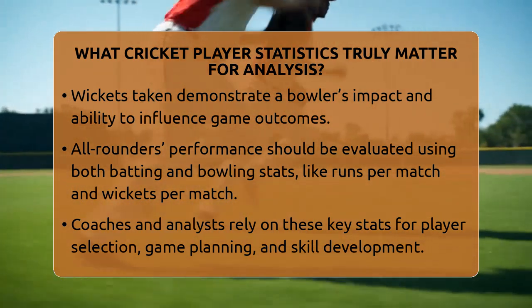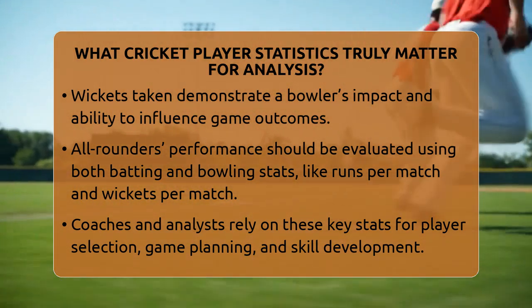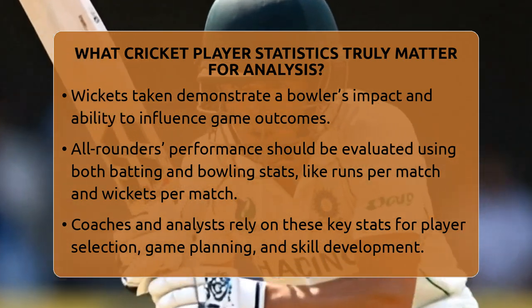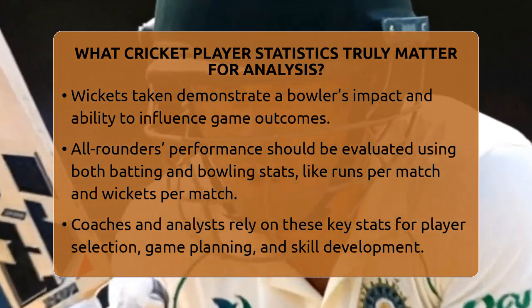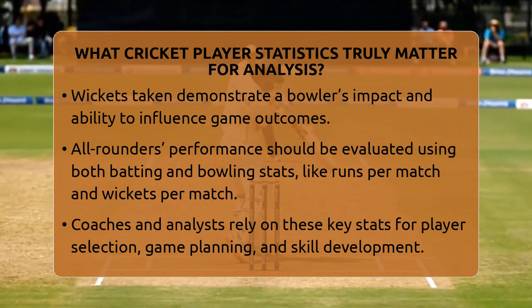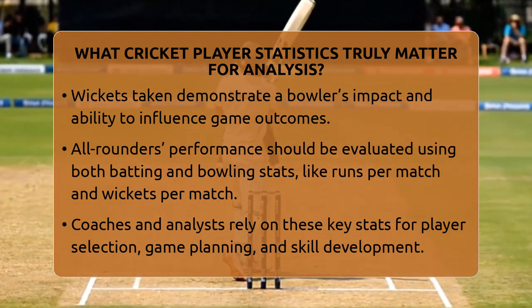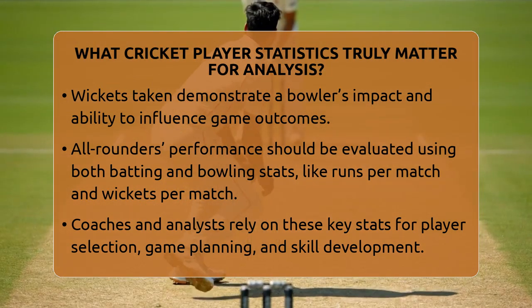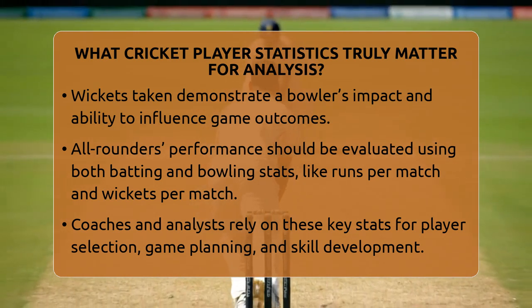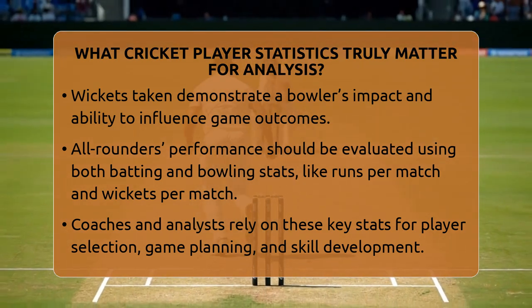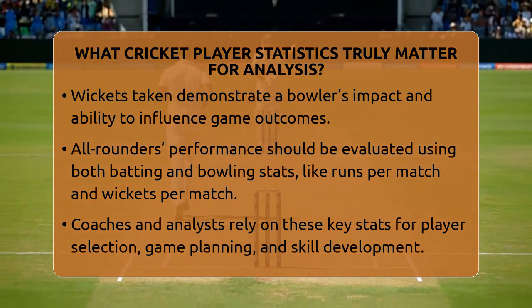In summary, the most useful cricket player stats are batting average, strike rate, total runs, centuries, half-centuries, balls faced, bowling average, wickets taken, economy rate, and strike rate for bowlers. These numbers give a clear, factual way to see how players perform and help teams make smart decisions.